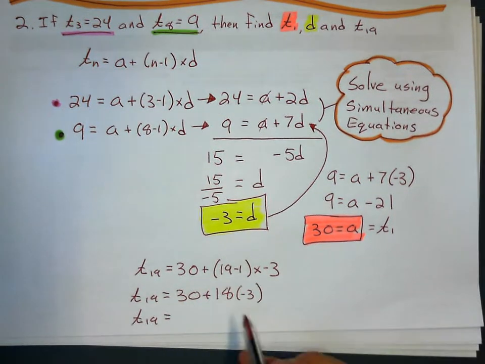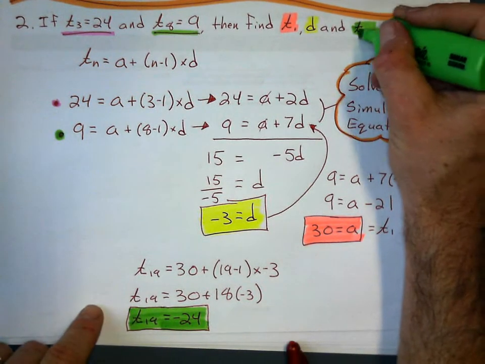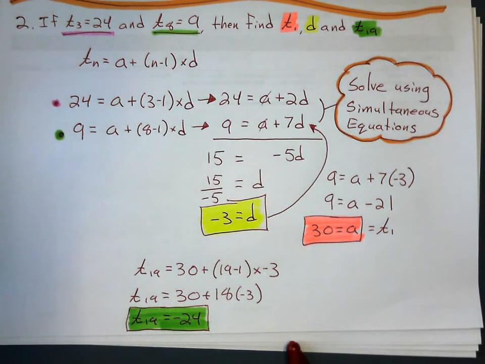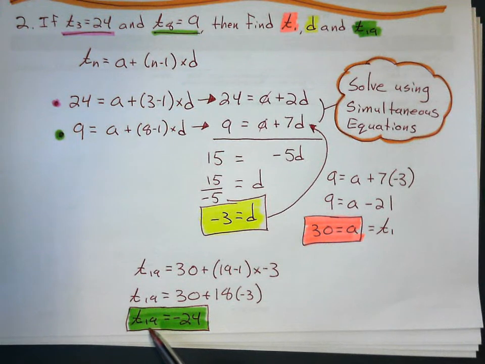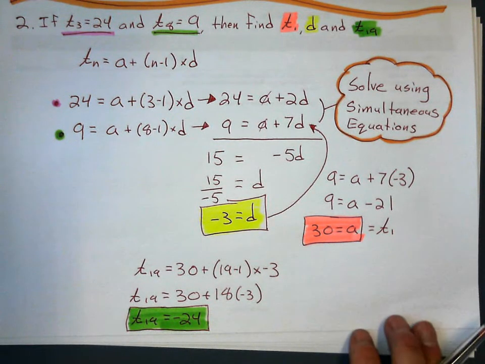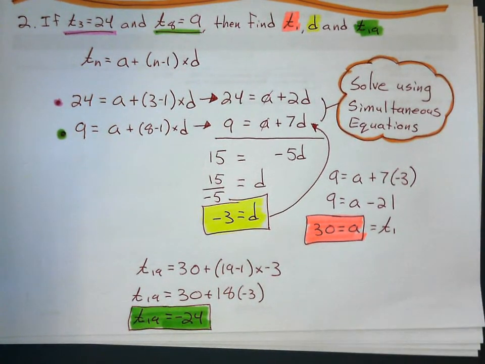30 plus 18 times negative 3. What does that give me? And I get a value of that 19th term would be in the negatives, negative 24. Okay, so that's one way of tying in the common difference, first term, nth term, which is the 19th term. Nth term just means whichever term you're trying to figure out. And it's a pretty good problem. Let's look at one more.